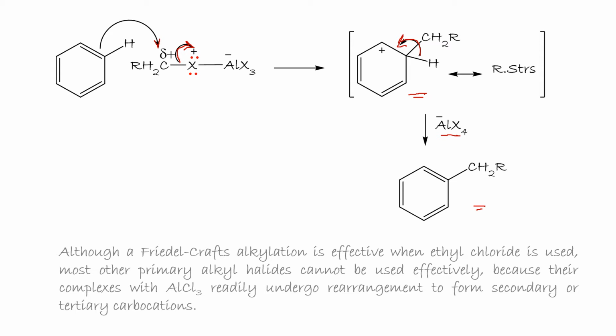Although Friedel-Crafts alkylation is effective with ethyl chloride, the other primary alkyl halides cannot be used effectively. Why? Because we can get molecular rearrangement, hydride shift, or methyl shift in the primary carbocation, as we know from organic chemistry 1.